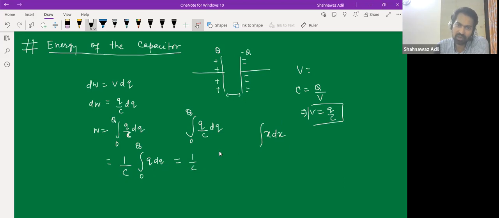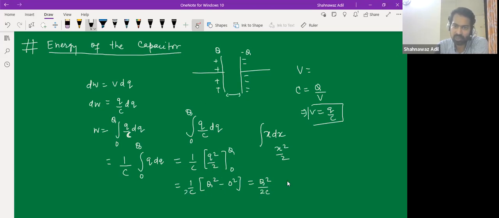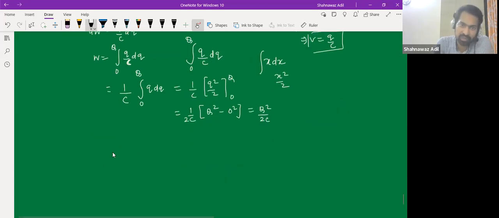So the integration of x is x square by 2, right? So this is q square by 2 in the limits q and zero. So this would be 1 by C, and then we put the upper limit, which is q square, and the lower limit 0 square. This would be q square by 2C. This is what you get, right?